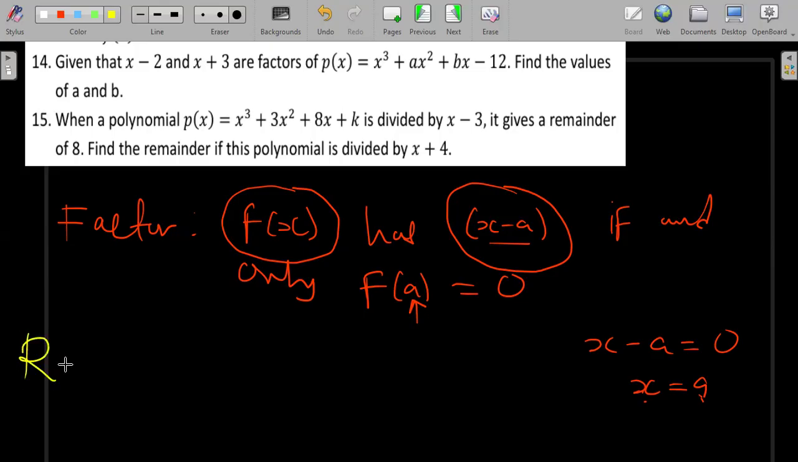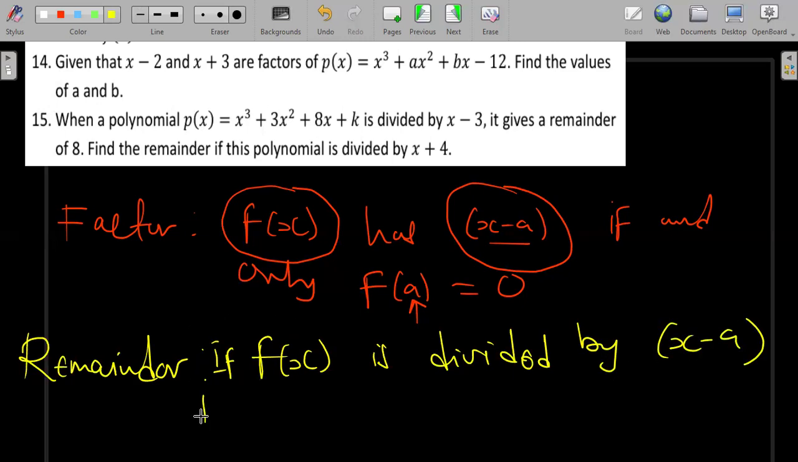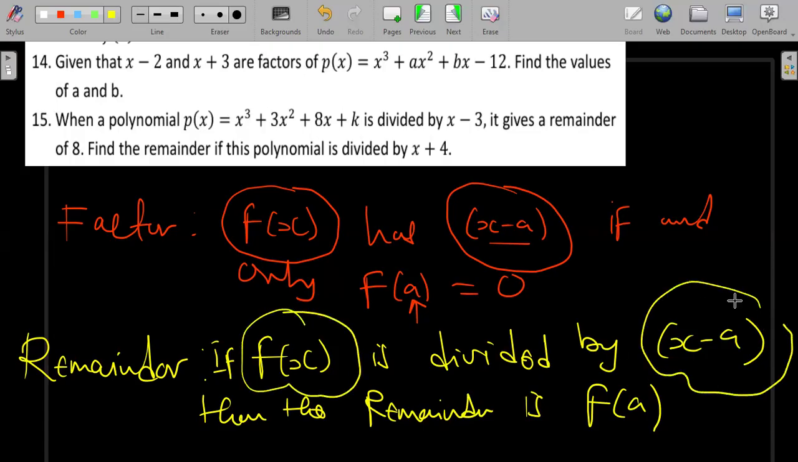This is what the factor theorem states. What about the remainder theorem? The remainder theorem states that if a polynomial f of x is divided by x minus a, then the remainder is simply f of a. If you divide this polynomial by x minus a, the remainder will simply be given by f of a.